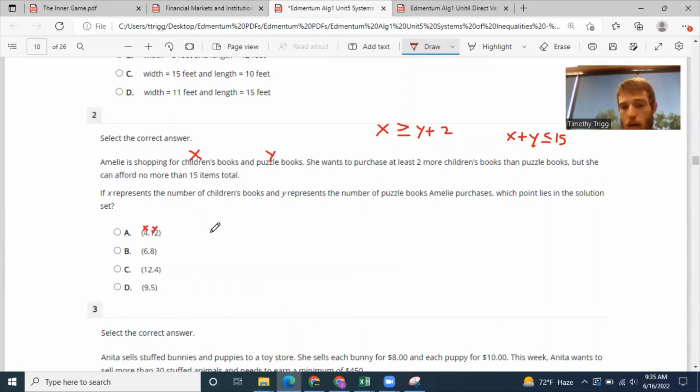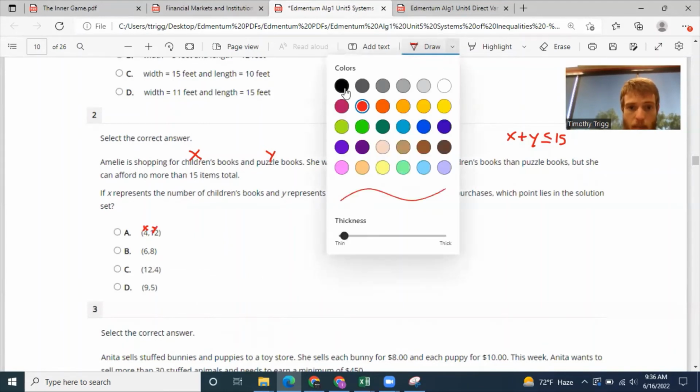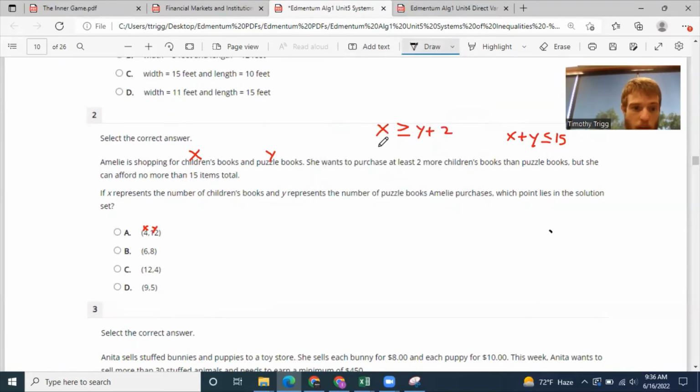Okay, here I'll try part A, and we can see that part A actually doesn't work, because if I plug it into this inequality, X I'm replacing with 4. Is 4 greater than or equal to 12 plus 2? Well, no, it's not. 4 is not greater than or equal to 14. So that's going to produce a false statement here. You're looking for which coordinates produce a true statement for both.